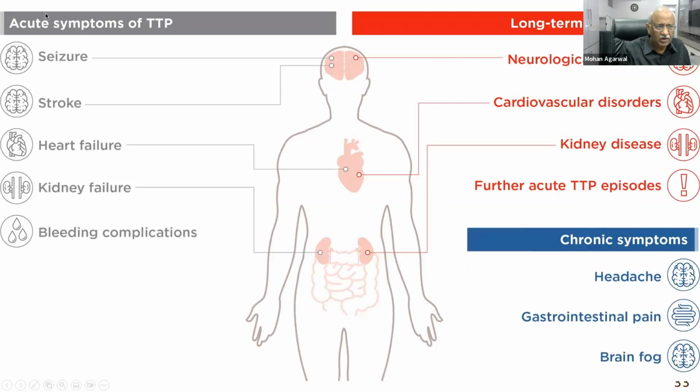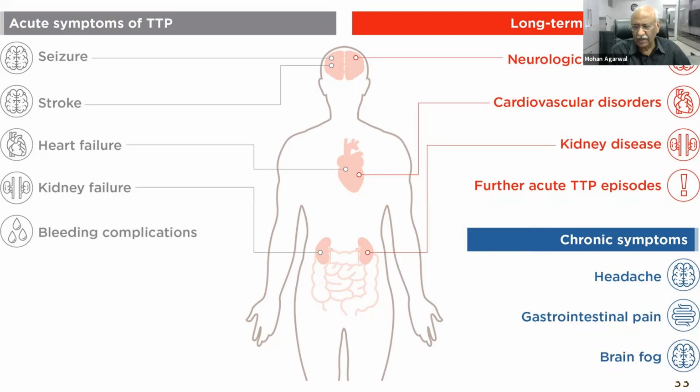So we already talked about the acute symptomatology of TTP, seizure, stroke, heart failure, kidney failure, and if the platelets are very low, bleeding. Certain patients can have chronic symptoms. They may be very subtle TTP. They may just come to you for headache. And when you do the CBC, you find the hemoglobin is low, platelet is low, RBC is fragmented, and hemolytic test is positive. And then you do further investigation, you find ADAMTS13 is low.